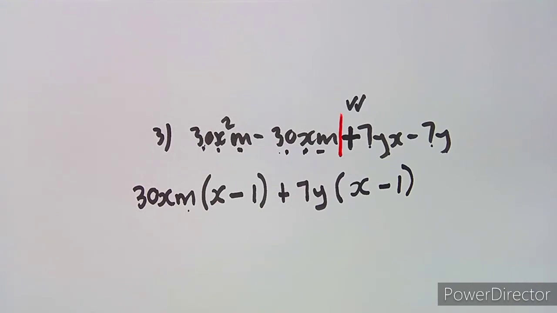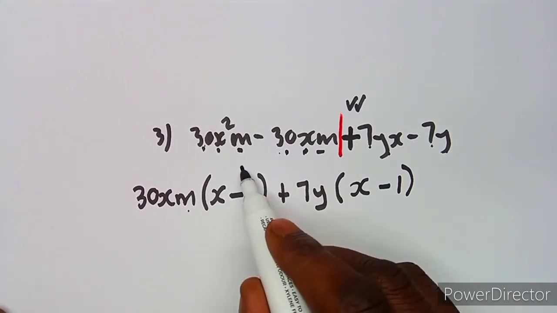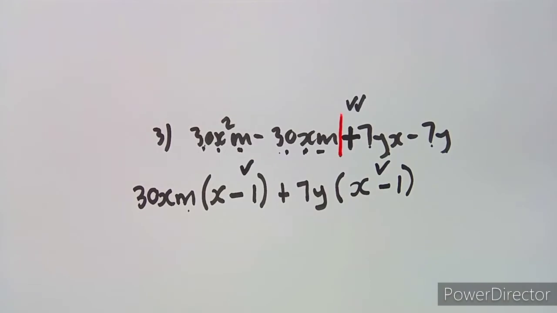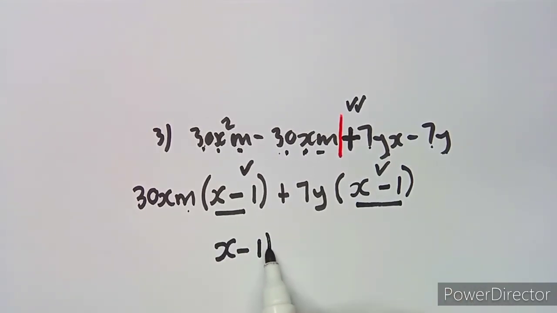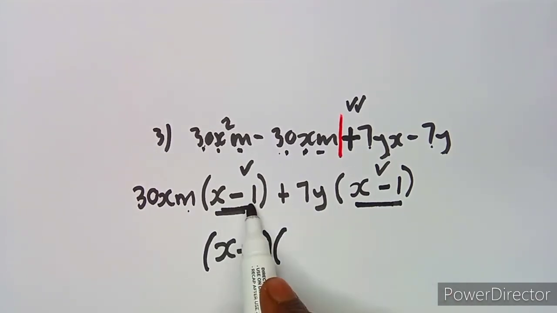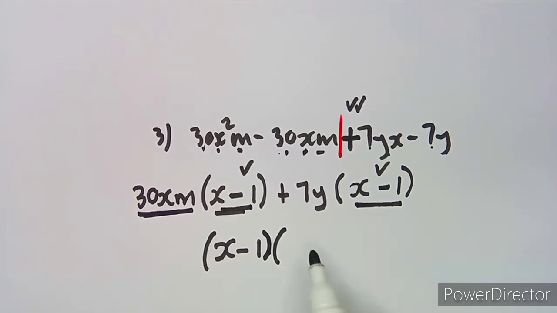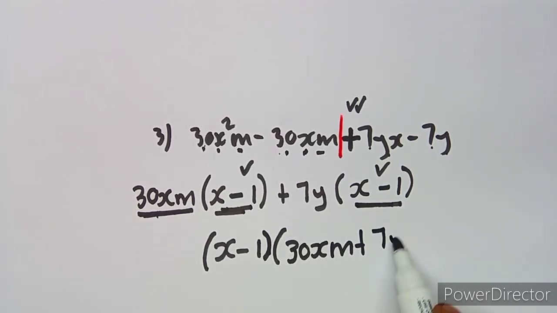Take note, guys, the condition is always that these two brackets should be common. That's the condition that you can apply. So that one, you have to correct this part to a plus there. So once these two are common, you factor out that common bracket, which is x minus 1, like this. So what are you going to remain with if you factor out x minus 1? You're going to be left with this part. If you divide this, you're going to be left with 30xm. What about this part? Plus 7y, like this.